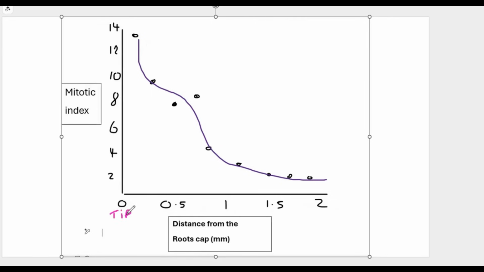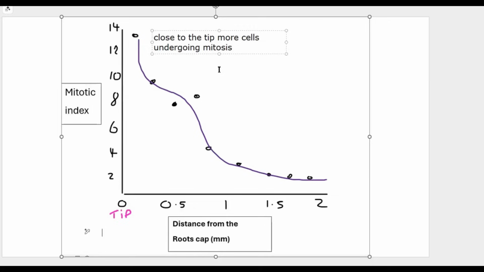And what's going on? If we had to explain this, what's happening in the tip? What do we call the tissue in the tip of a root or shoot? We call it the meristem tissue. It's the cells that can divide and do differentiation. So they're doing tons of mitosis, and that's what we'd expect. We see there's a high mitotic index here. So what we can say for our first statement, for our first mark, is that close to the tip, more cells undergoing mitosis, right? Really simple.